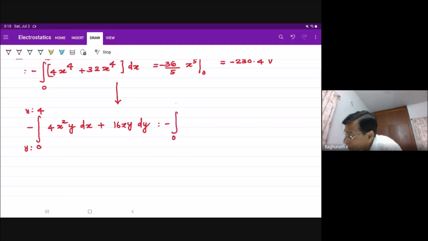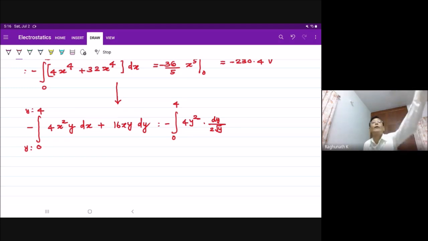Minus integral 0 to 4, x squared is y, I know. 4y squared, what is dx? What is dx? Can somebody tell? y is equal to x squared, dy by dx is equal to 2x. dx is dy by 2x, right? dy by 2 root y, yeah. x is root y, but plus root y, because it is above only. Please check it. x is root y because it is above the x-axis. Positive y we have taken. If the curve were to be below, I should have taken it as minus root y. Is it okay?